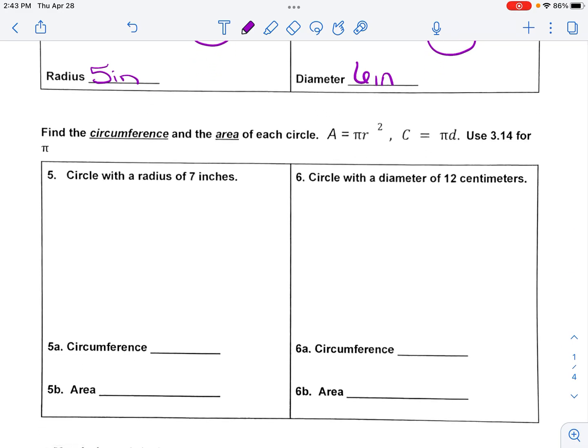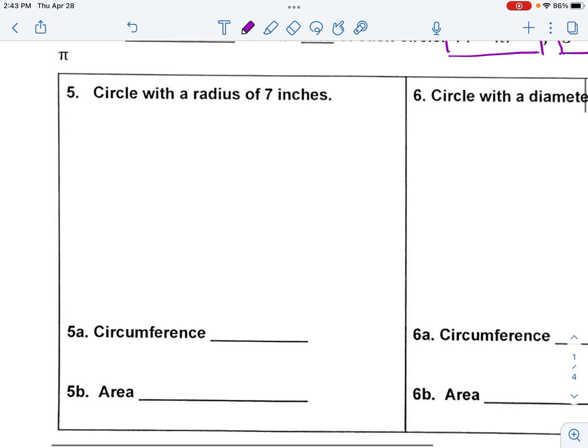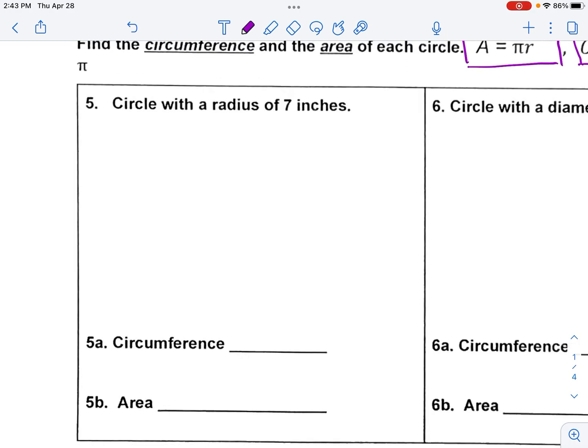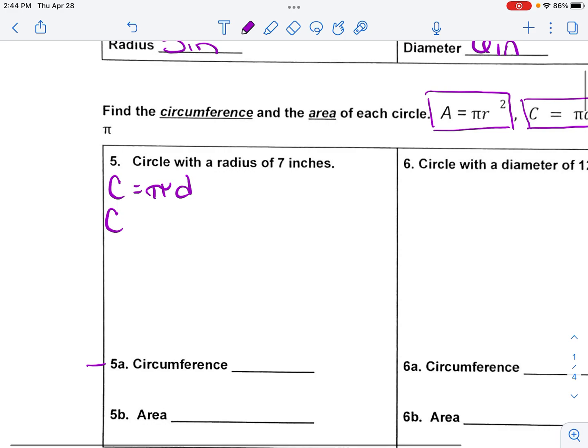Okay, the next section, we are going to find the circumference and the area of each circle. Formulas will be provided. Area is pi r squared. Circumference is pi times diameter. We're using 3.14 for pi. Okay, I will start with circumference. To find the circumference of a circle, we do pi times diameter. We're using 3.14 for pi.